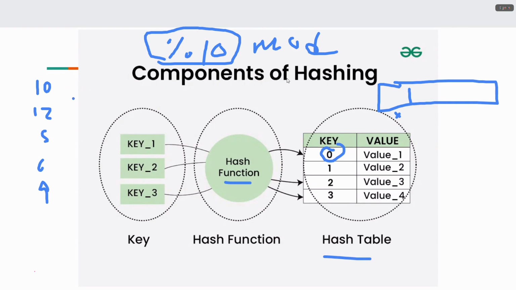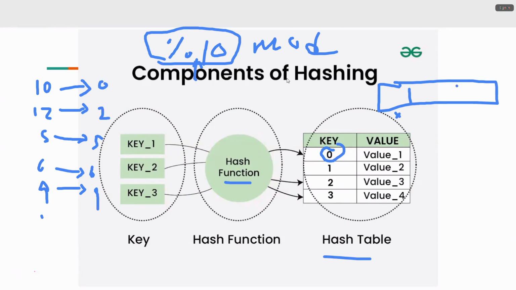If you divide 10 by 10, the remainder would be 0. 12 by 10, it would be 2. 5 by 10, the result will be 0 and 5 remains, so the remainder is 5. Likewise, suppose our hash function is mod 10. If we map each of these values through the hash function, we have 0, 2, 5, 6, and 9, right?